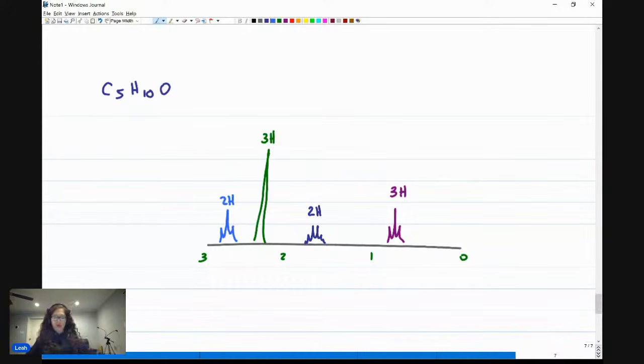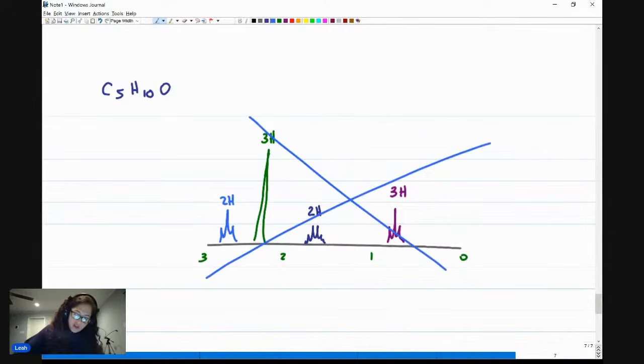All right, here we go. You're given this graph, you're given a formula. Where do you start? How do you approach something like this? The first thing is not to look at the graph at all.